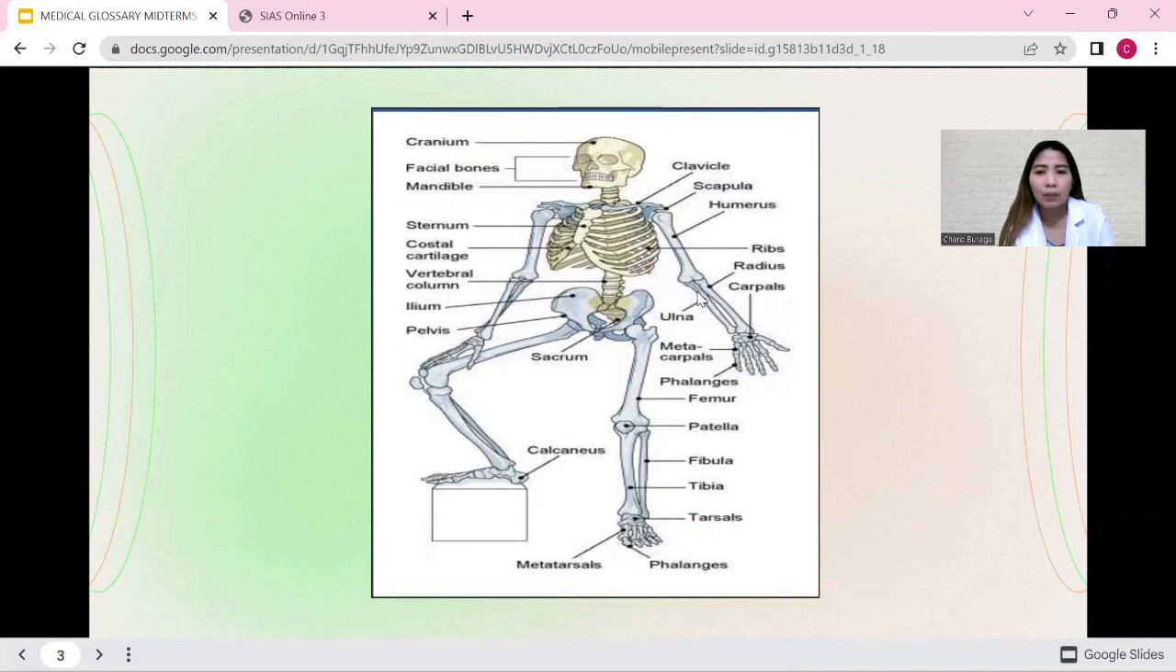The ulna. Dalawang buto sa kamay, the radius and the ulna, while ang dalawang buto sa legs is the tibia and the fibula. The patella, yun yung pinupukpok ng doktor, tinitest ang reflex. The femur, the longest bone, is the femur, okay? Phalanges ang tawag sa bones ng mga daliri. The metacarpals, yung nagdudugtong kay daliri. Okay, the tarsals, kagaya siya ni metacarpals.